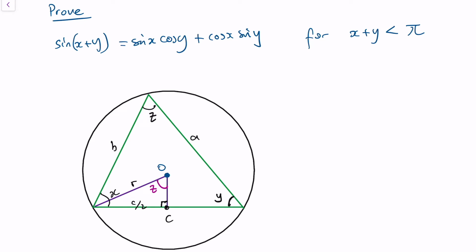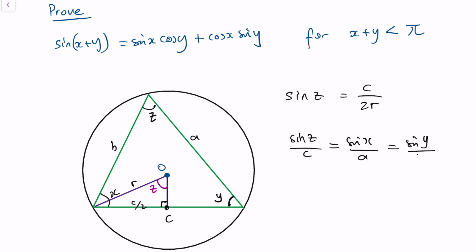Since we've established that the angle at O is z, we can now move on and notice that sin z, looking at the right angle triangle here, is opposite over hypotenuse, so that's equal to c over 2r. And using the sine rule, we have sin z over c is equal to sin x over a, which is equal to sin y over b. In other words, if we sub that in here, we will have 1 over 2r is equal to sin x over a, which is equal to sin y over b.